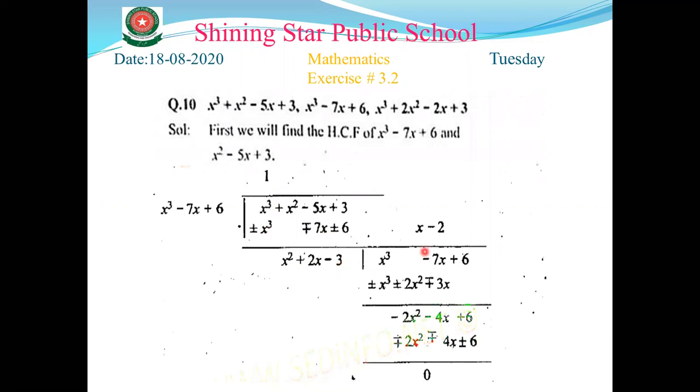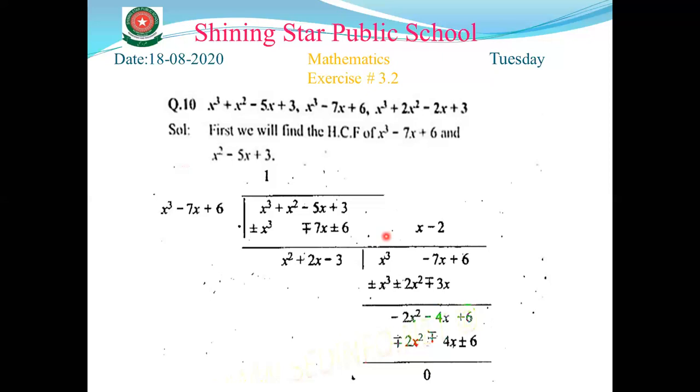Now, here is x cube minus 7x plus 6. We know that x cube minus 7x plus 6 is the greater value, x square plus 2x minus 3 is the smaller value. So, that's why we put this expression inside, and x square plus 2x minus 3 becomes the divisor. Now, we can divide with the help of x square plus 2x minus 3. We know that for dividing, we have to make the first term the same in variable, same in sign, same in power. Here is x square. So we multiply x square with x. It becomes x cube.